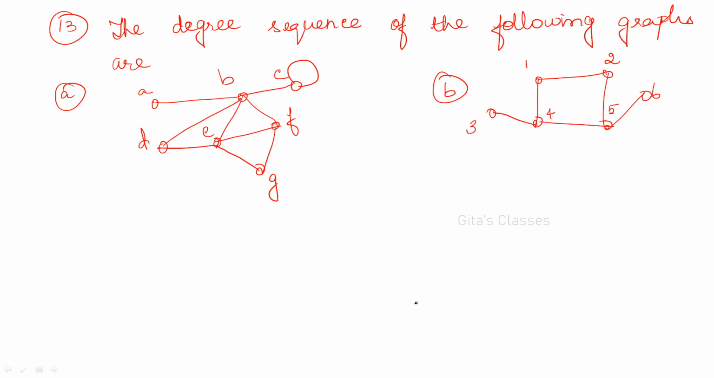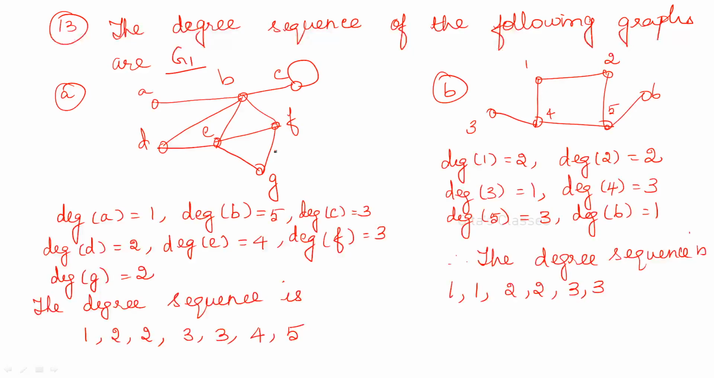So 4 is the answer. Now the degree sequence of the following graphs. How will you find out the degree sequence? You find out the degree of all the vertices and write them in ascending order. Very simple. Degree sequence is the number of degrees of all the vertices written in ascending order. That is called the degree sequence.